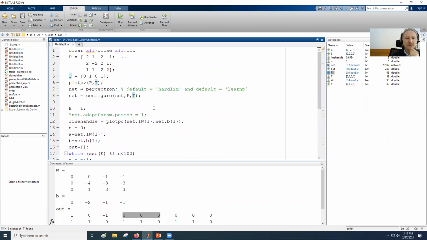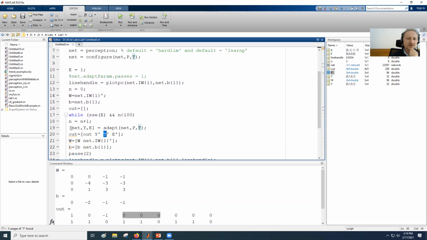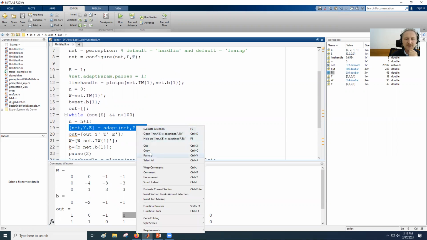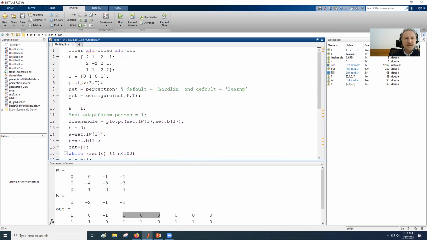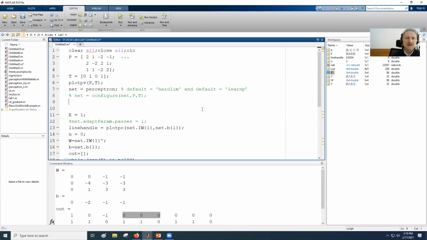If you want to use the train function, you can use it. Let's use the train function, because it is easier. And then we don't need to configure this network, because if you are using the train function or the adapt function, the first time you call them, it will automatically configure our network. When using train instead of adapt, we only need to return the trained network object. We don't need this one.